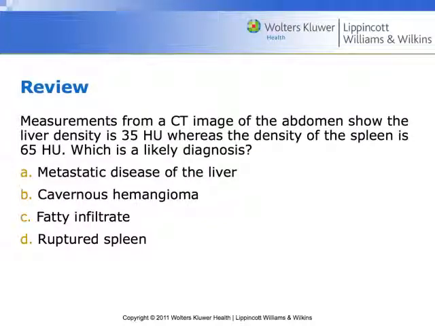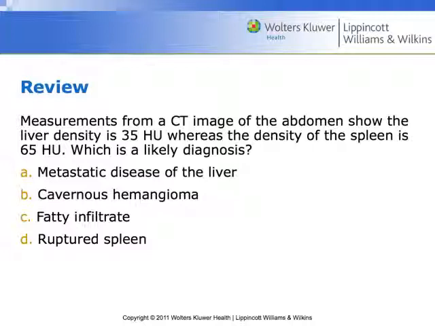So, just a quick review. Hopefully you've read your chapter in your book, but question. An ROI measurement of a CT image of the abdomen is showing a liver density at 35 Hounsfield units, whereas the density of the spleen is closer to 65 Hounsfield units. What is the likely diagnosis?